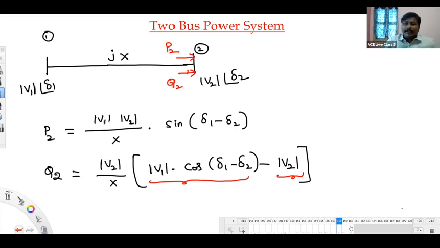So who is going to decide the reactive power flow direction now? The comparison between mod V1 and mod V2 values. Strictly speaking, mod V1 cosine of the angle and mod V2. This comparison is going to decide whether the Q2 number is positive or negative.